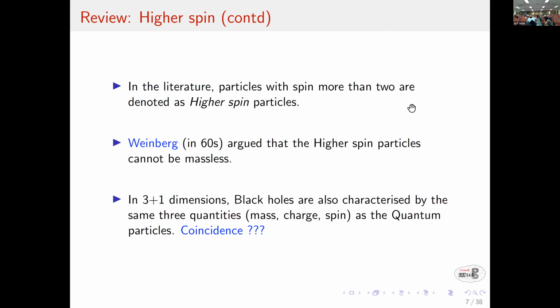So in 3+1, black holes are also characterized by the same 3 quantities, mass, charge, and spin, as quantum particles. And in the recent literature, there has been some speculation, is there some connection and all that. At this point, to me, it's just a fact or a coincidence, but nevertheless, I thought of stating these things.